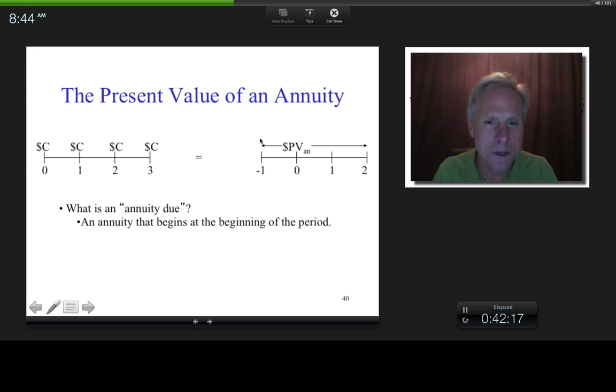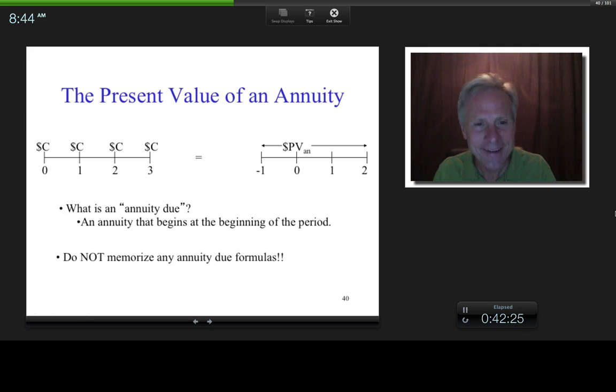And if I wanted to know what it was worth at time 0, could I use single cash flow principles to move it forward 1 time period? I could, right? So again, do not memorize any annuity due formula. It boils down to this: there's only one single cash flow formula that exists. Don't be memorizing all those other things that textbooks want you to memorize, and don't memorize a bunch of annuity formulas.